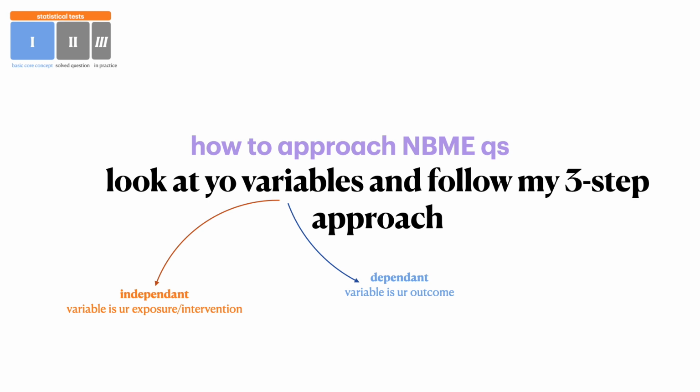Now, as a gentle refresher, there are two kinds of variables that exist. You either have your independent variable, which is going to be the thingy that we control. It's the variable which is usually either the exposure or the intervention. And then you have the dependent variable, which is going to be the outcome. What changes based on the independent variable.